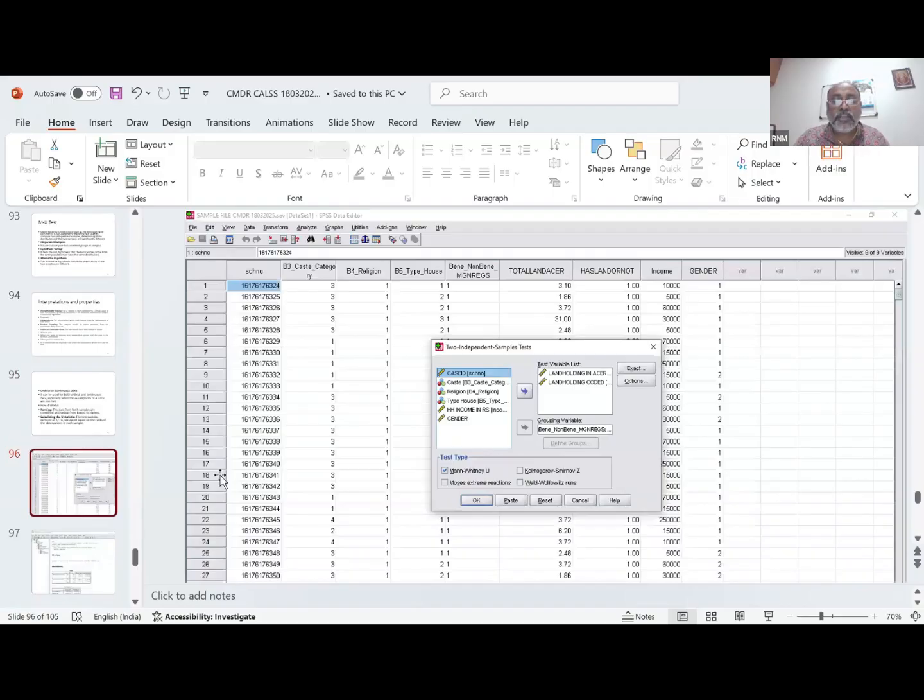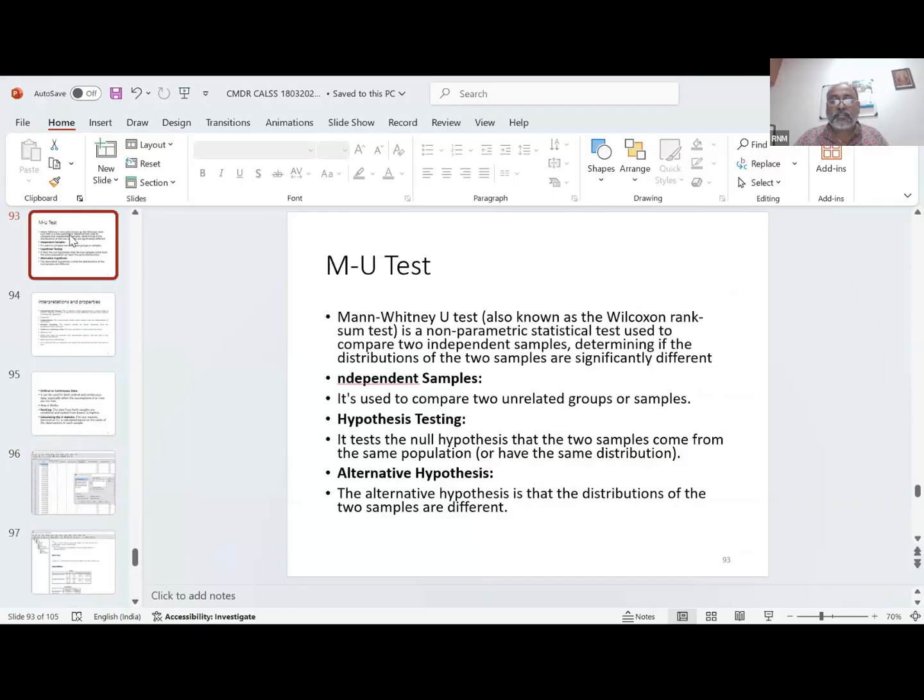Now we will do the Mann-Whitney test. What is the Mann-Whitney test? It is a kind of Wilcoxon rank-sum test, but it differs in the way it ranks the data. Many people don't use either the Mann-Whitney U test or the Wilcoxon test, but this is also a non-parametric test to compare two independent samples. So it is not for more than two samples, Mann-Whitney.